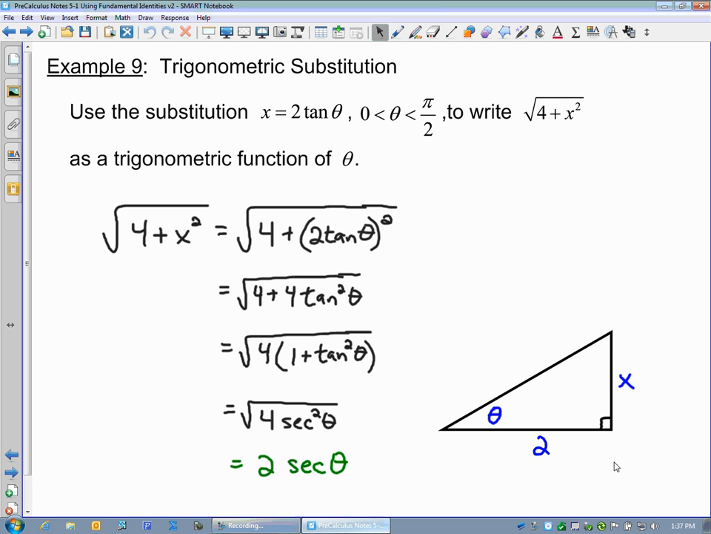Once I know that, I can use the Pythagorean theorem, leg squared plus leg squared equals hypotenuse squared, and that would give me a hypotenuse of square root of 4 plus x squared. And there's our relationship there. Remember that secant is hypotenuse over adjacent. So if the hypotenuse over the adjacent is that expression over 2, and I wanted just that expression, then I would have to take double that. So that's geometrically why it's equal to 2 secant theta. And with that, we're done with these examples.